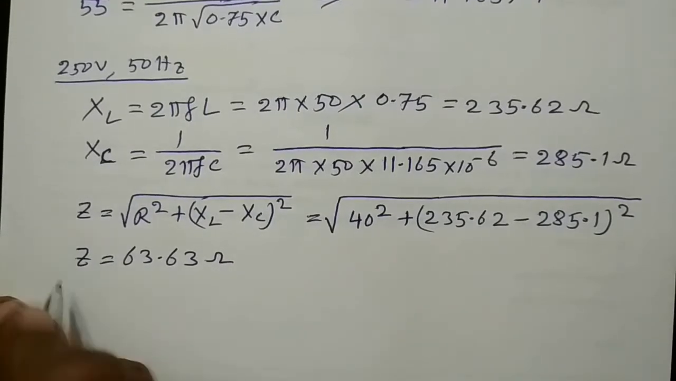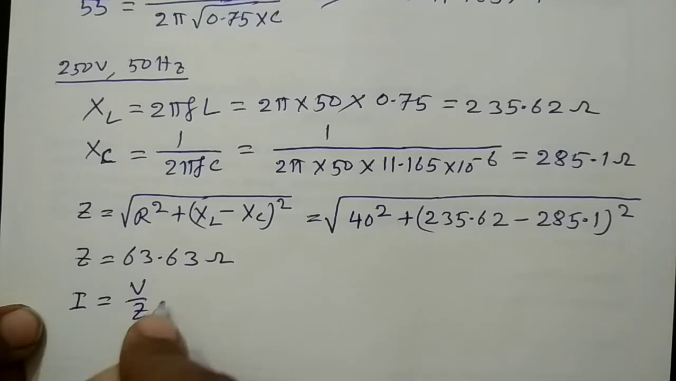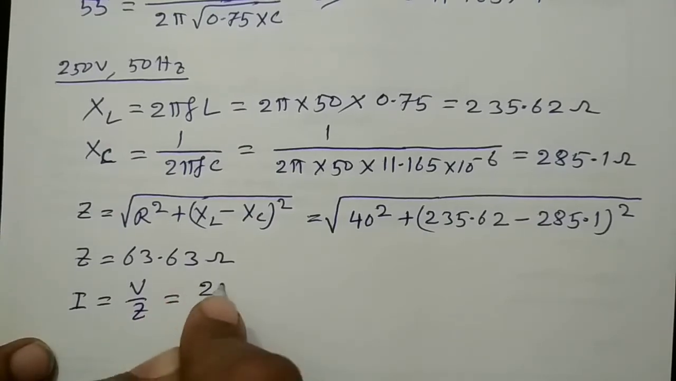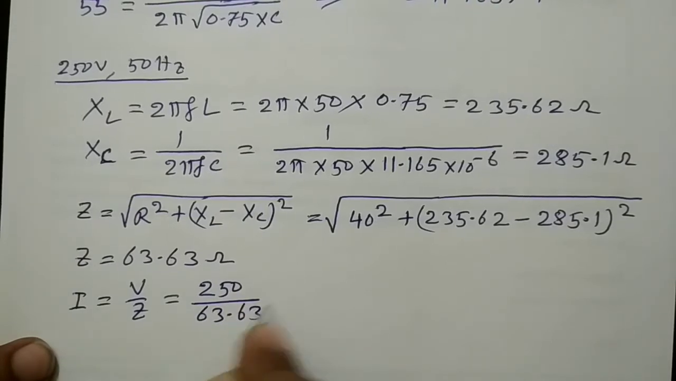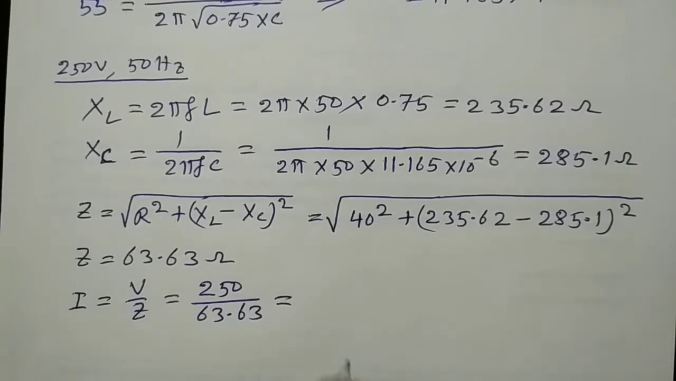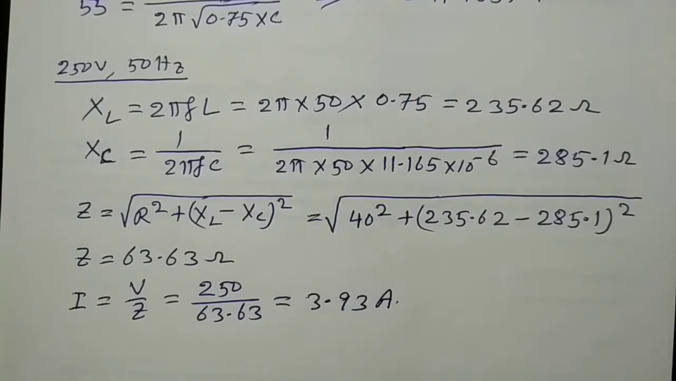So the current of the circuit is voltage upon impedance, and here the voltage is given as 250 and the impedance is 63.63. So the value of the current will be 3.93 ampere.